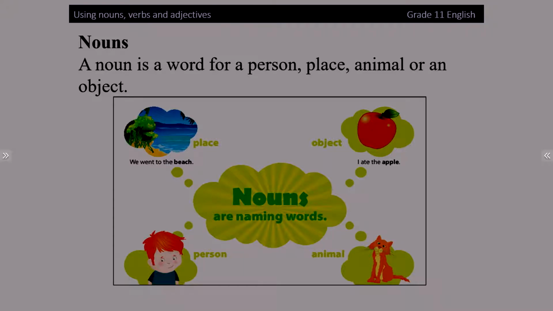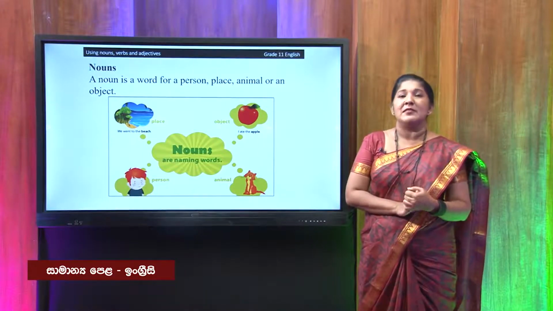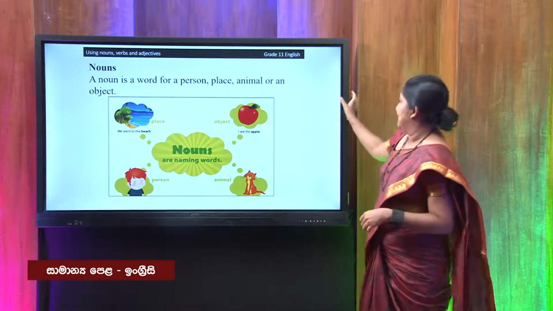And then you have an object. Here you have an apple. I ate the apple. Okay. Then next the animal. And here any animal, it's a noun. And then you have a person. So when it comes to person, there will be many people in your life that you meet and they come under the noun category. Okay, is it clear now? Right, then let's go to the next one.